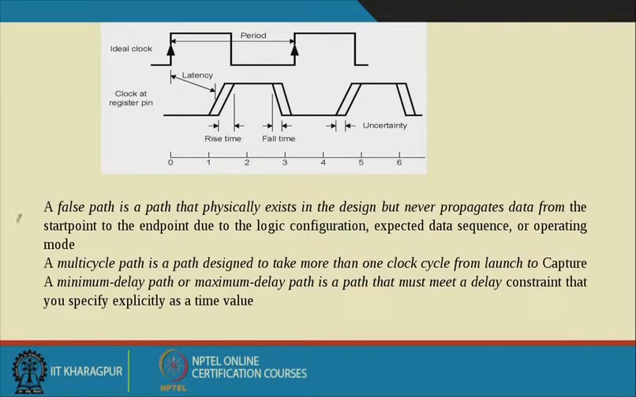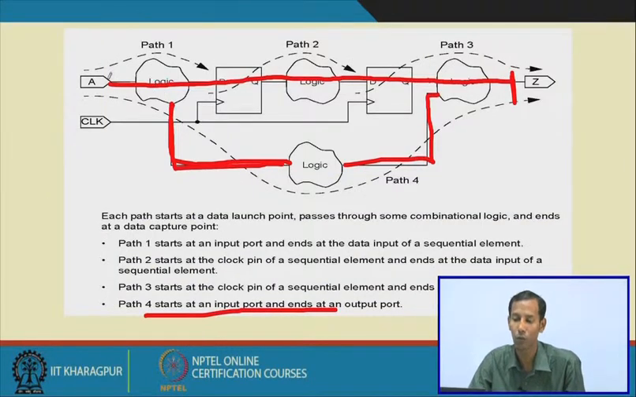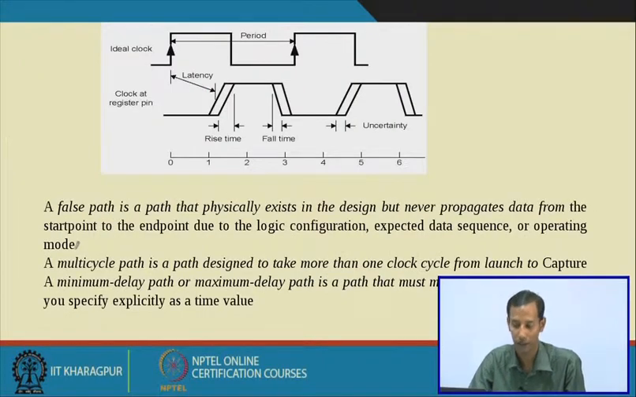Now, what is the definition of a false path? A false path is a path which is not affecting the critical path, which is not coming into the picture. Here, as there are two paths which are connected from A to Z, this path 1 and another path is this one. Whichever path is not the critical path will be known as the false path.